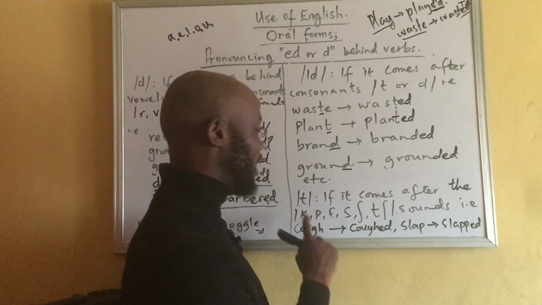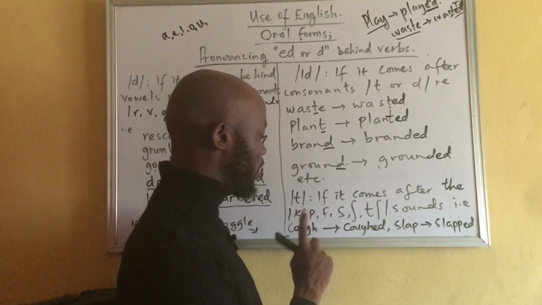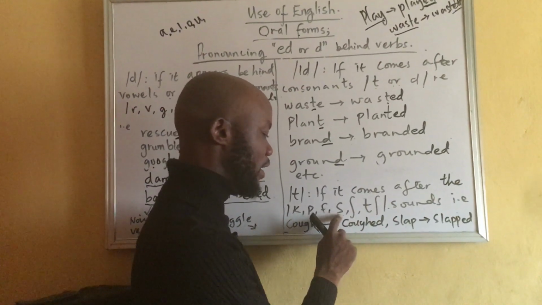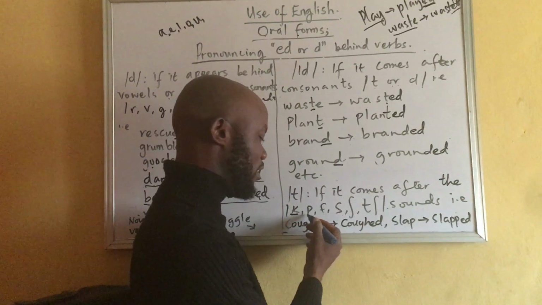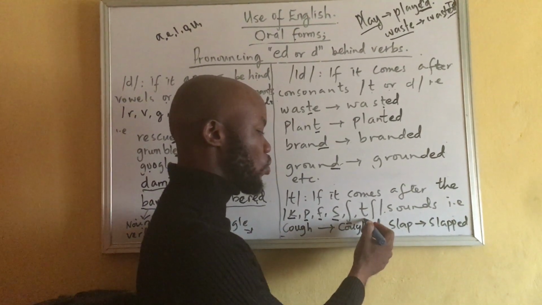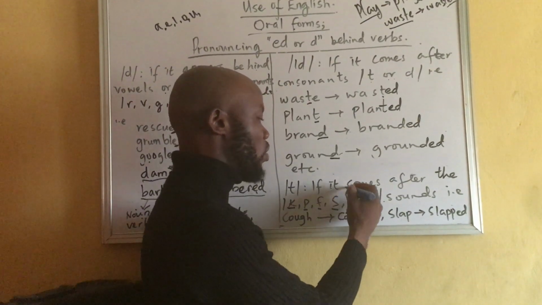All right, so the last part now, the T sound. Ed or D can sound as T if it comes after the K, the P, the F, the S, the sh, and the ch sounds. Take note that this is K, this is P, this is F, this is S, this is sh, and this is what? Ch. This one that looks like stretched S is the one we call what? Sh.